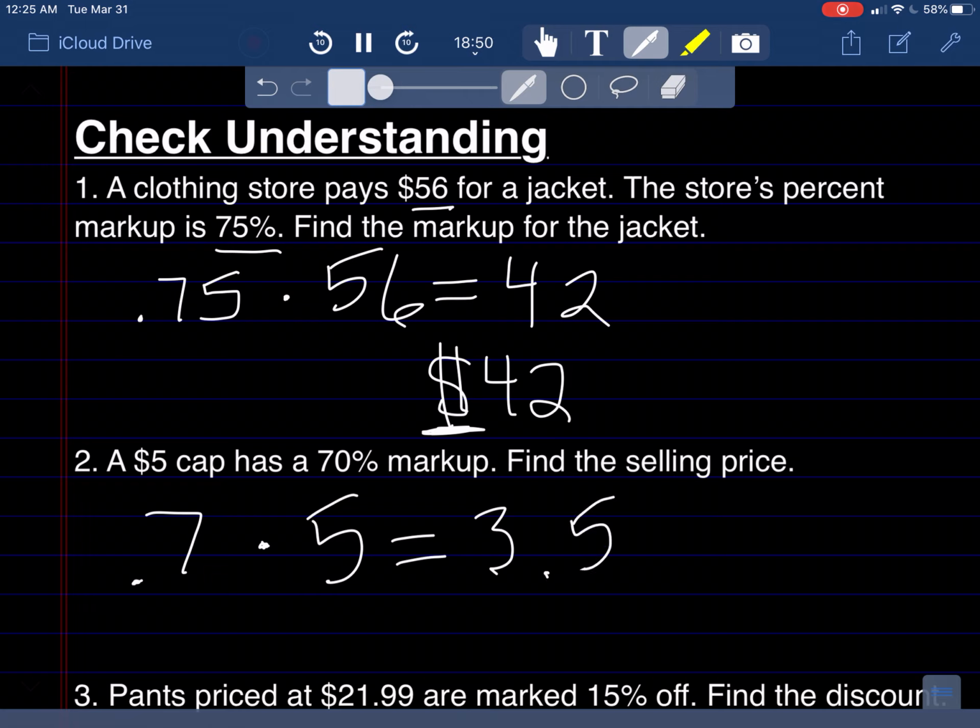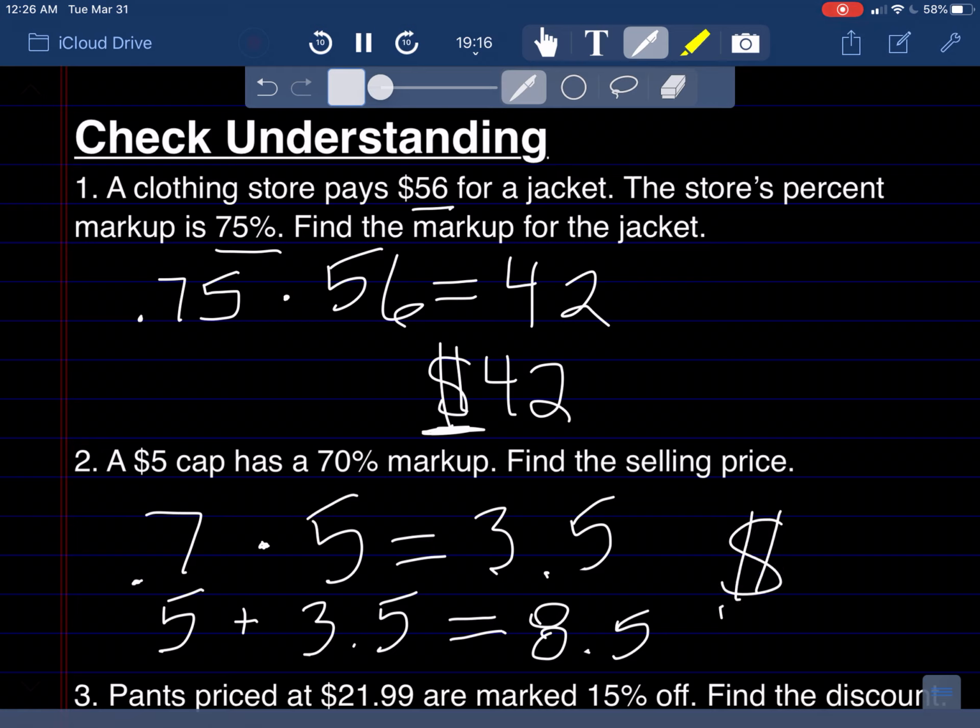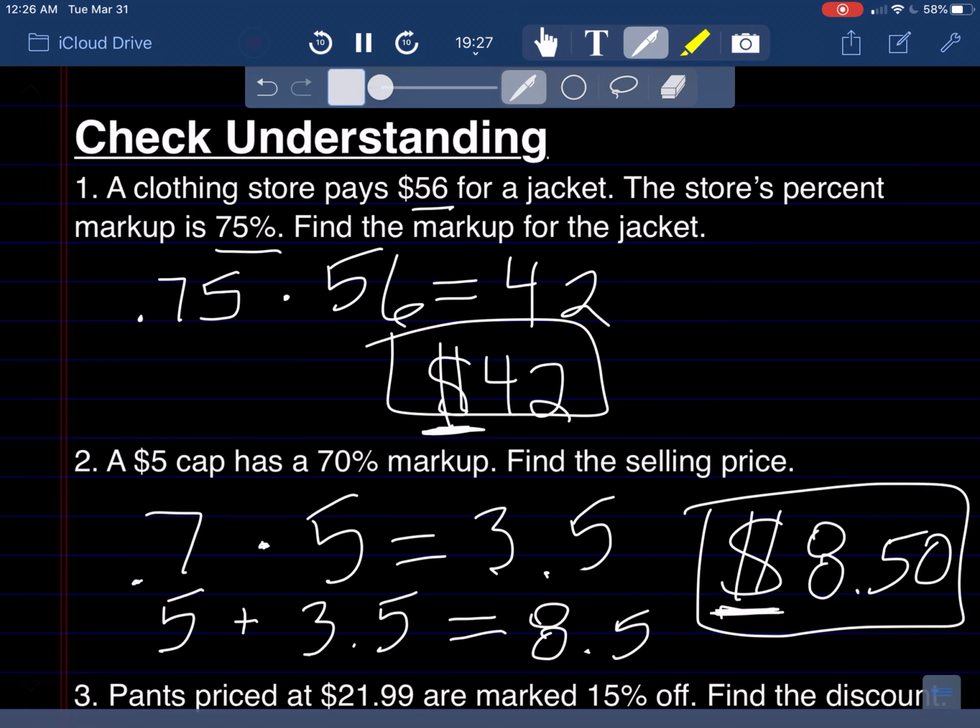All right, and again, there's that second step. We have to take the store's cost plus the markup to get our selling price. So remember, the store's cost was 5, and we need to add the markup, which was 3.5. All right, and that should equal 8.5. Now remember, we don't stop there. Okay, so the selling price was, again, you need to write it with the correct symbols, $8.50. Okay, I'm going to put a square around this one too, just to make sure. All right, I'm going to wait 5 seconds. We'll do the next one.